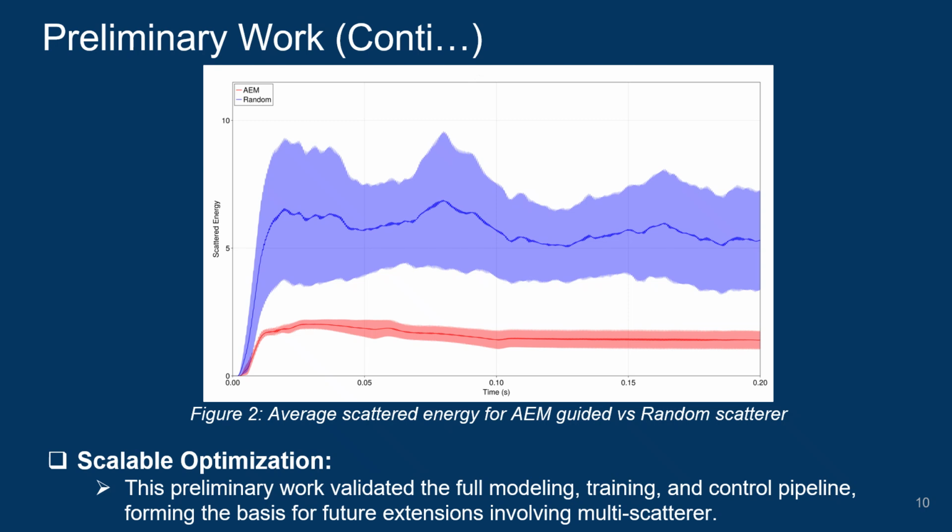This preliminary work validated the full modeling, training, and control pipeline from dataset generation to controller execution. This forms the basis for future extension involving multi-scatterer, that is M equals 10, 12, or 20.